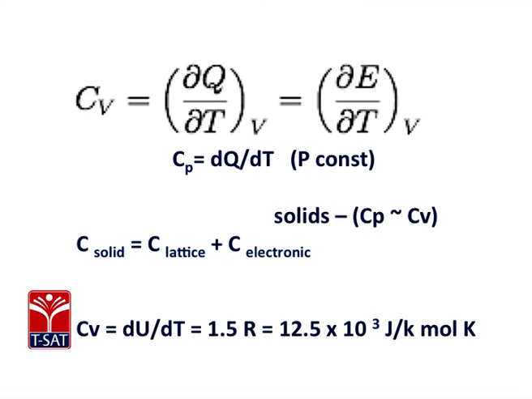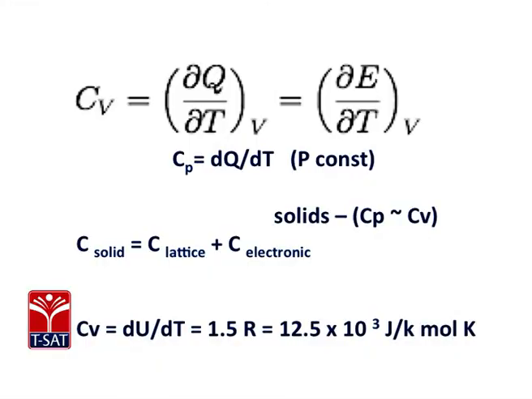and the corresponding specific heat of a solid is divided into two parts. One is when the electron takes the heat energy, it will have the specific heat for the electron, and when the lattice takes the energy, it will be the lattice specific heat. So for a solid, the lattice specific heat and electronic specific heat, these two are there. Now Cv is equal to the internal energy of the material, also called U, dU/dT, that is equal to 1.5 R, which happens to be, in joules, 12.5 into 10 to the power of 3 joules per kilomole degree Kelvin.